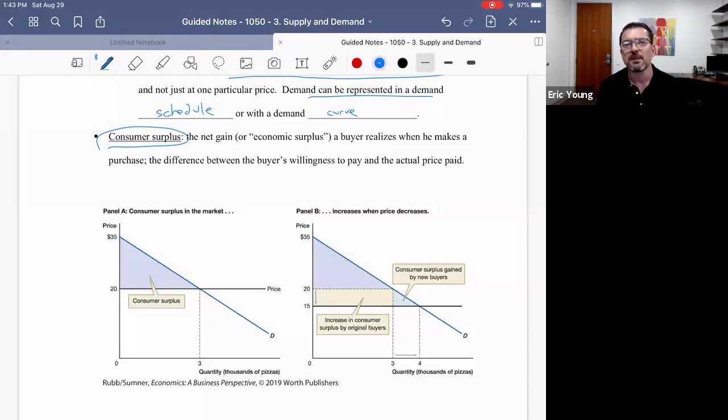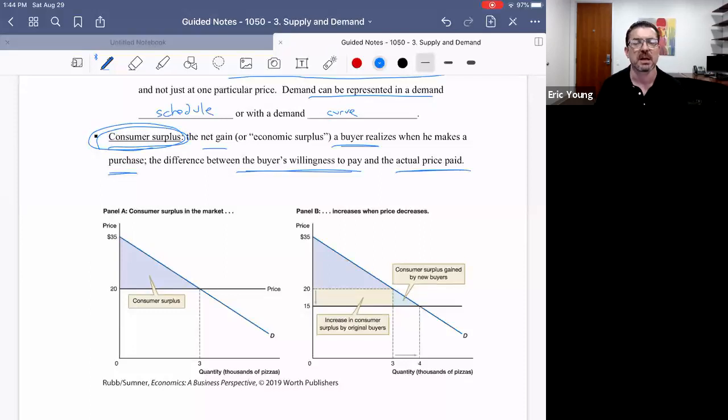Right now, let's formally break out a term and a definition. This term is consumer surplus. Consumer surplus is defined as the net gain, or the economic surplus, that a buyer gets when he makes a purchase. So consumer surplus is the net gain, the surplus, the net benefit, the overall social welfare that buyers get when they make purchases. And it is defined as the difference between how much a buyer is willing to pay and the amount that the buyer had to actually pay.